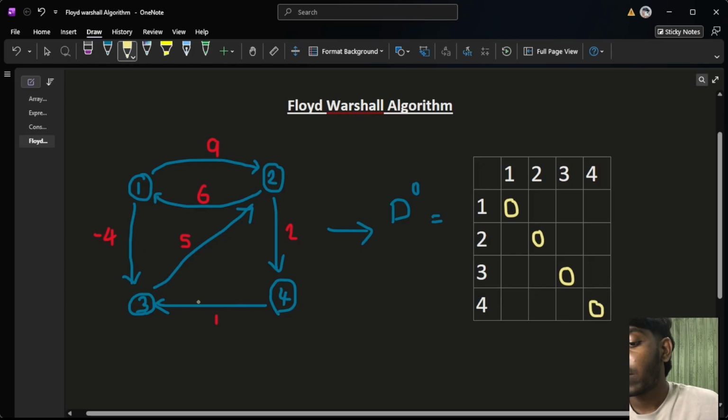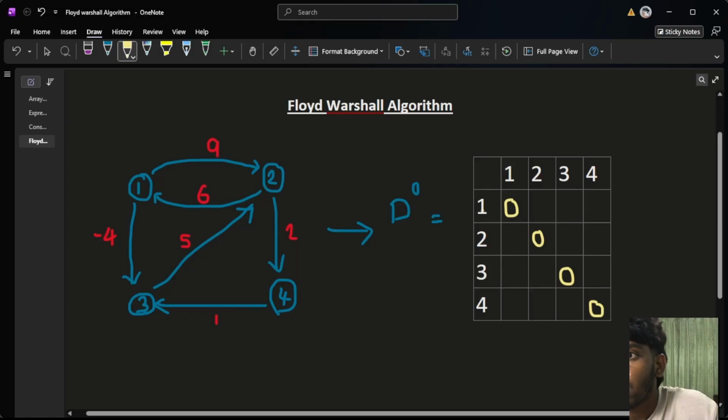All the diagonal elements would be marked as 0. And also, if there's no direct edge between a pair of vertices, then it is counted as infinity. So in this case, between these nodes 1 to 4, there's no direct edge. Therefore, we're going to count this distance as infinity. So right now we're going to fill this up. As I said, all the diagonals would be marked as 0, and then we have to fill these blanks.